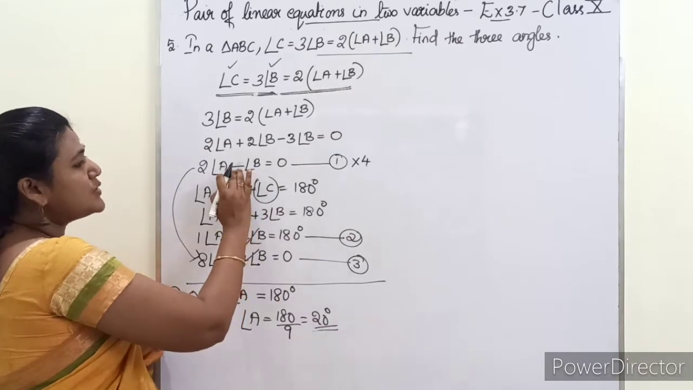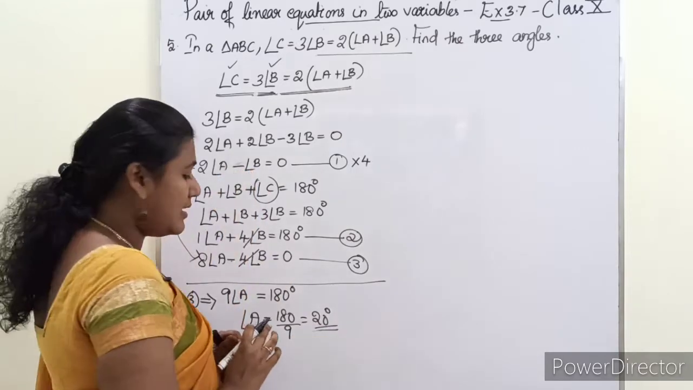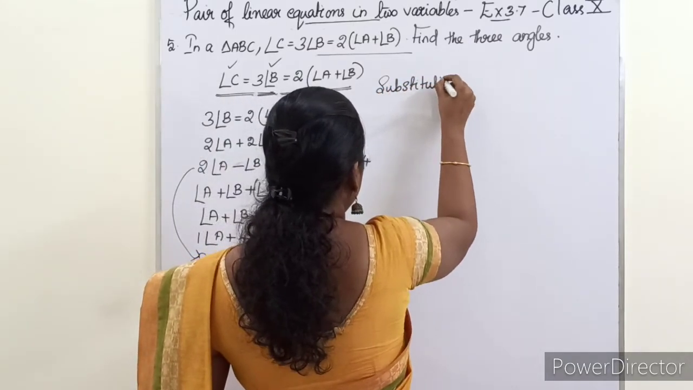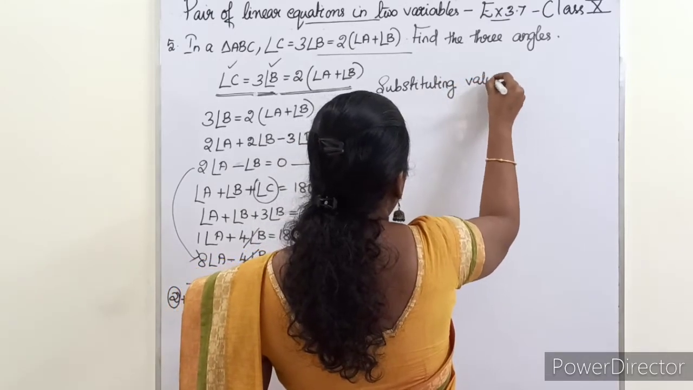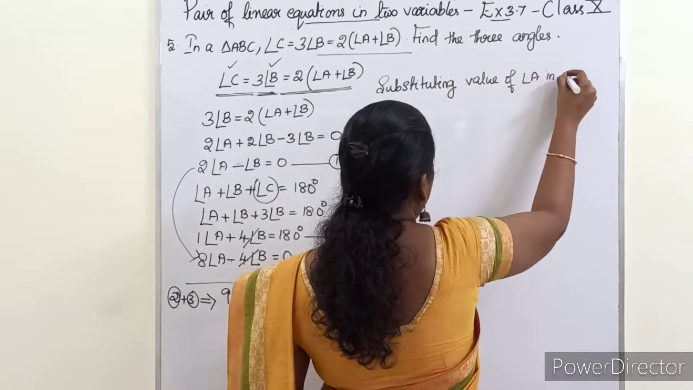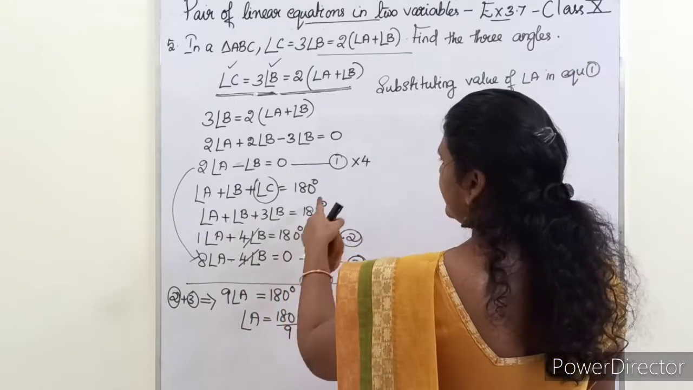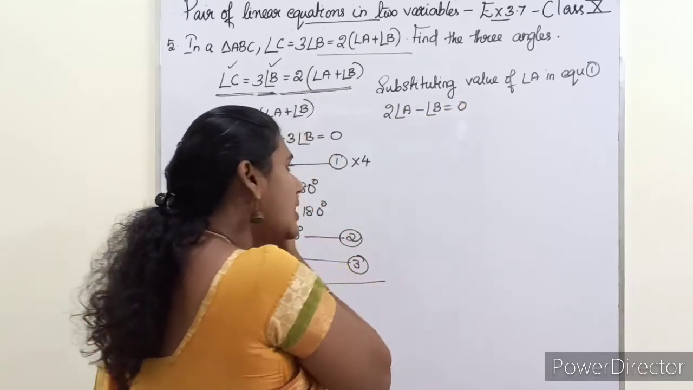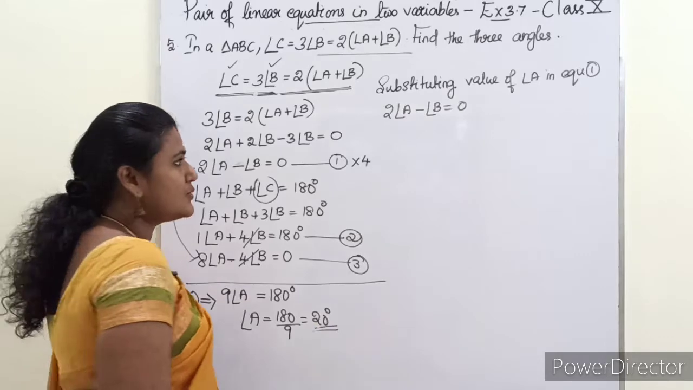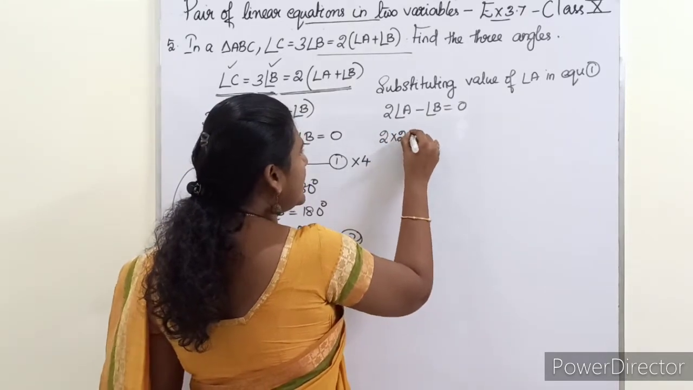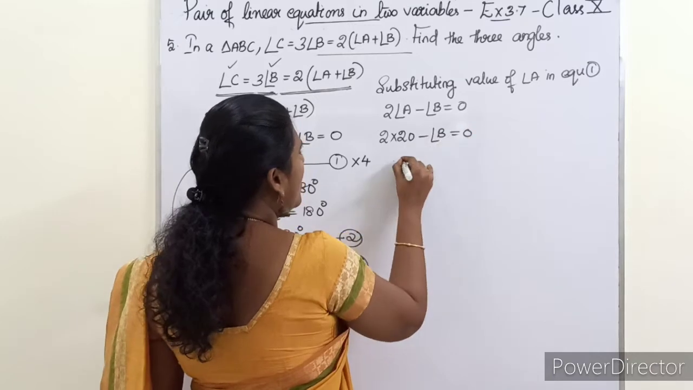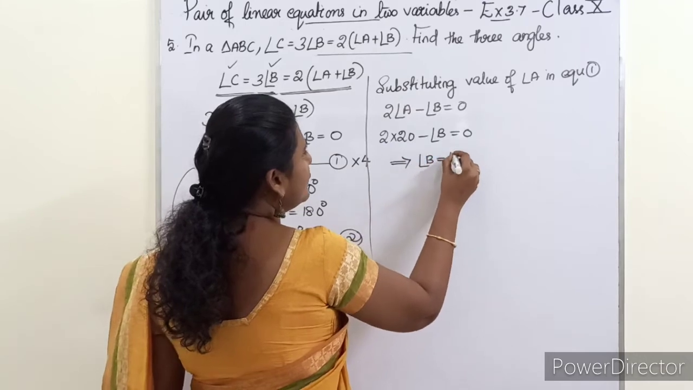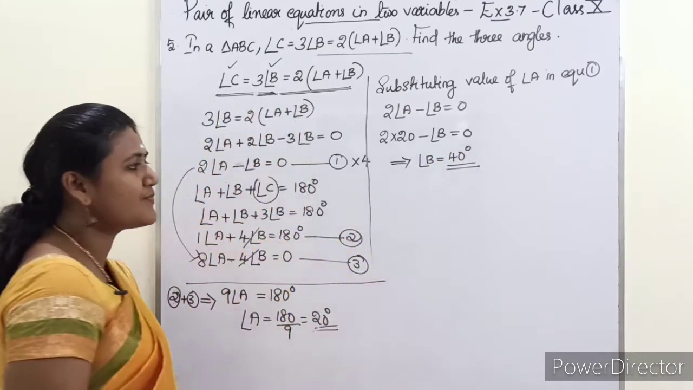This value we will substitute in first equation so that we will get angle B. So substituting value of angle A in equation 1. So what is our equation 1? 2 angle A minus angle B is equal to 0. So here in the place of angle A, we will substitute 20. So 2 into 20 minus angle B equal to 0. From this we can write angle B is equal to 40 degrees. So we got angle B as 40 degree.